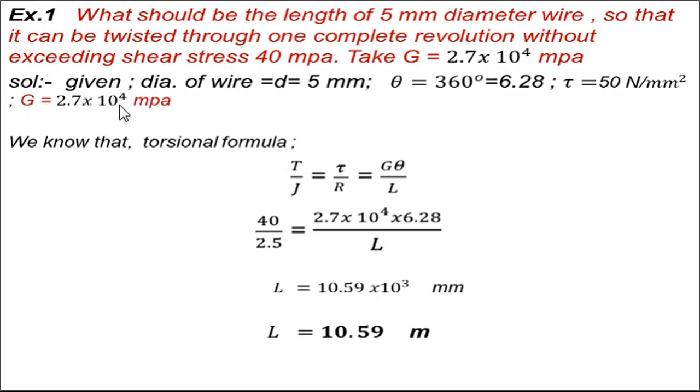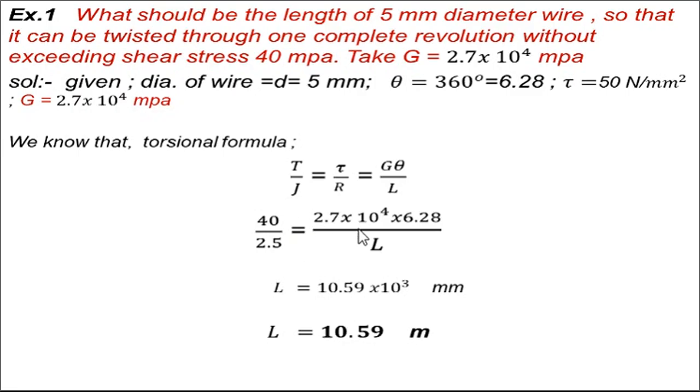So first of all, they ask what should be the length of the 5 mm diameter wire. The diameter is given, but the length of the wire is not given, so we will determine the length of the wire. First of all, we know the basic torsional equation: T divided by J is equal to tau divided by R is equal to G theta divided by L.